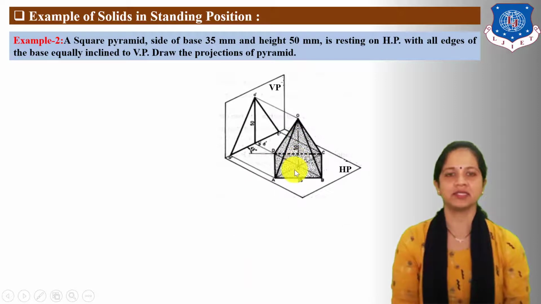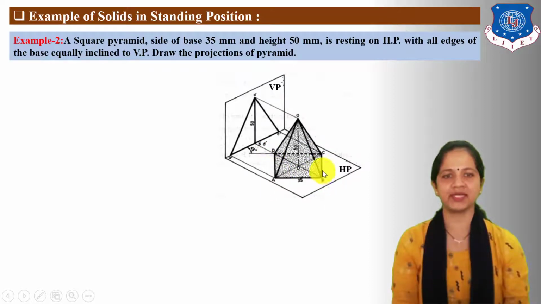Here you can see the square pyramid rests on HP on its base with all edges of the base equally inclined with VP, and the inclination is 45 degrees. So indirectly the square pyramid rests on HP on its base corner. So next let us draw the orthographic projection of this square pyramid. First draw the XY line. Below the XY line assume the horizontal plane.